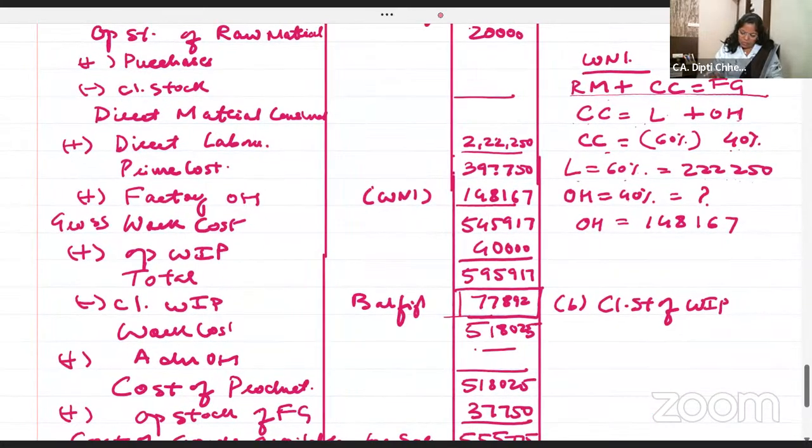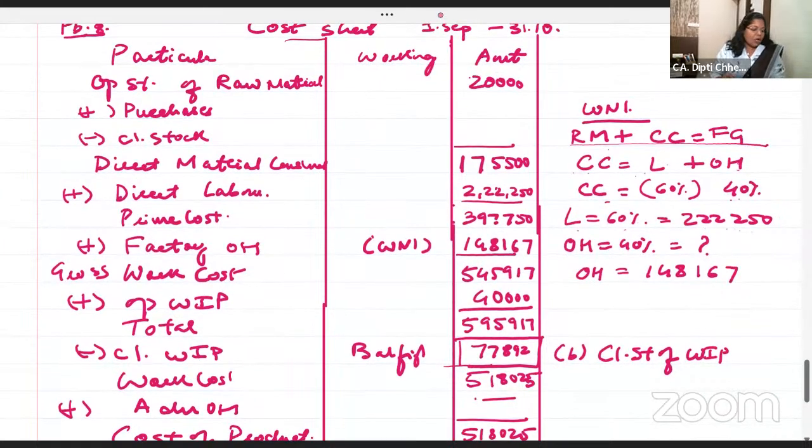ऊपर तो किया ही है प्राइम कॉस्ट 397,750 minus 222,250. So you are getting 175,500. Okay. Now two figures are missing. Actually, purchases is given. I don't know why it's not printed here. We'll surely check. It's given in the first line.